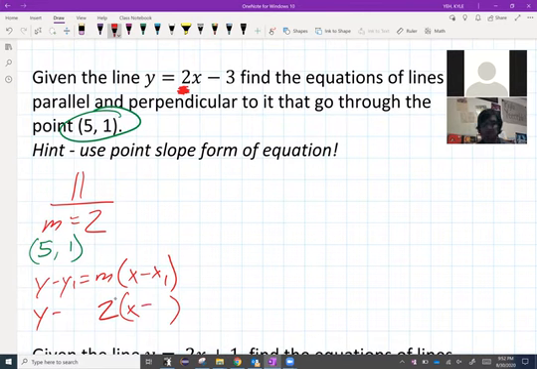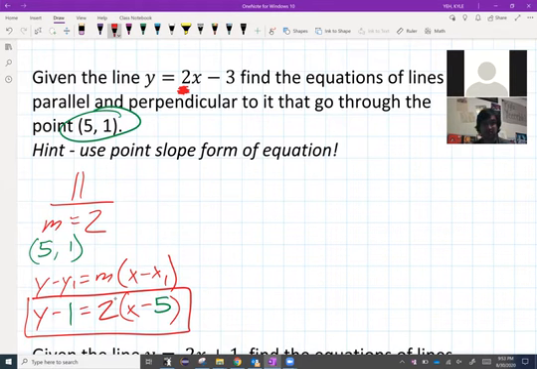So all I need to plug in besides the slope is the x1 and the y1 values of a point on the line. So x1 is just the x coordinate, 5, of that point I was given. y1 is 1. So y minus 1 equals 2, because the lines are parallel, times (x minus 5). And that is a fantastic equation of a line parallel to that one we were given.